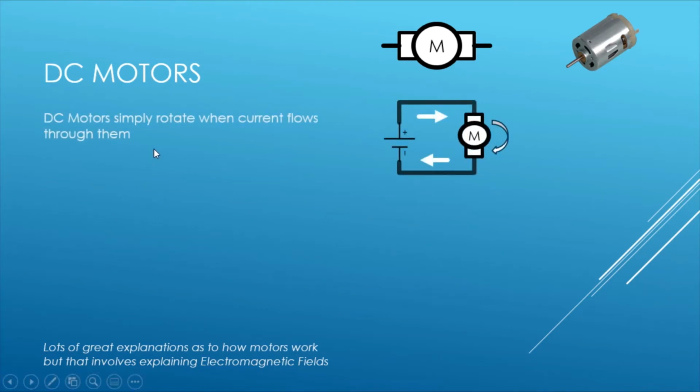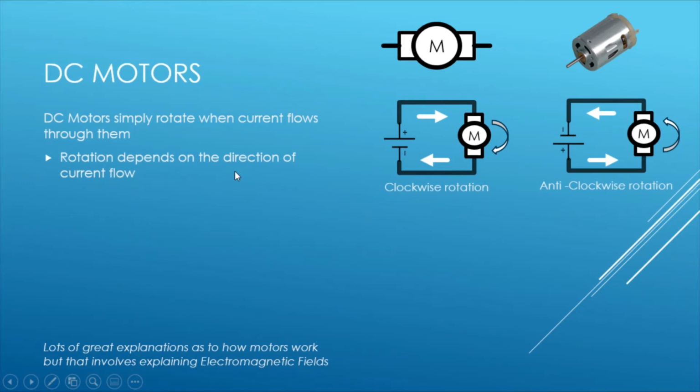Very simply, DC motors rotate when current flows through them. Okay, so here we flow current through it and it rotates. Rotation, however, depends on the direction of current flow, and this is for DC motors. So if we now turn our supply the other way around, connect the positive end to this side of our motor, we're going to flow current through the other way, conventional current in this case, and our motor is going to turn the other way, right? So we can get clockwise and anti-clockwise rotation, which is very, very useful for going forwards and backwards.